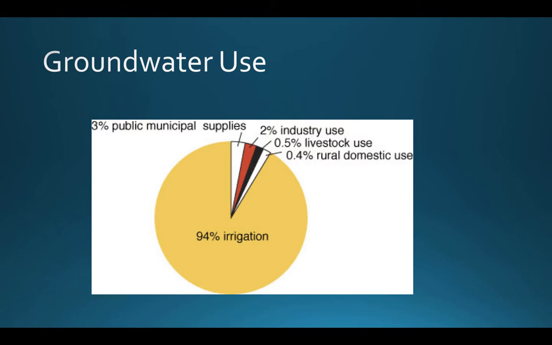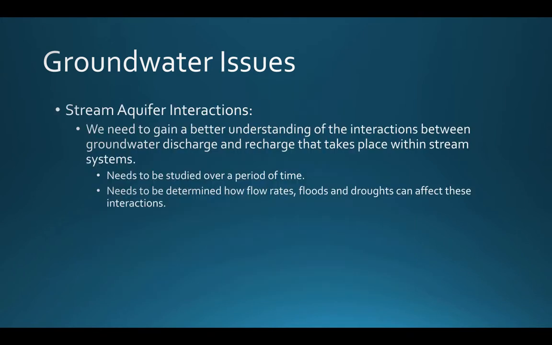Then rural domestic use, livestock use, and industry use all come into play as well for groundwater. But what we really have to look at in those numbers is irrigation use. That's where most of the water is being used. So what are some of the issues that we have with groundwater? Well, it's not a lot different from what we see with surface water issues. We have the stream-aquifer interactions, and this is something that we just really need to gain a better understanding of: the interactions of the discharge from the surface water into the groundwater.